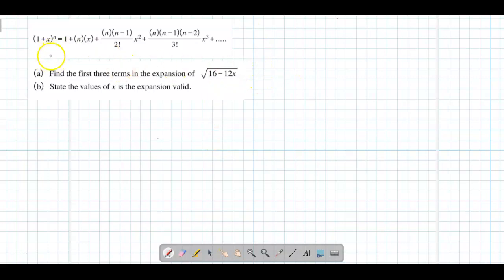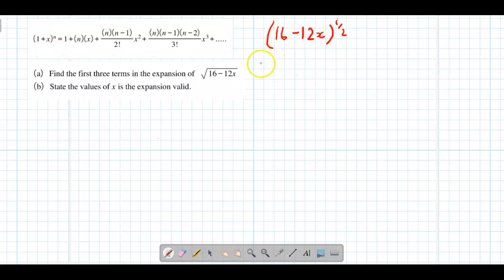So here we're looking at fractional powers for n and how we can expand using the fractional power. The reason we've got a fractional power here is because 16 minus 12x is square rooted, so it's to the power of a half. The first problem we've got in doing this expansion is that we should have a 1 here. This will only work if there's a 1 here.